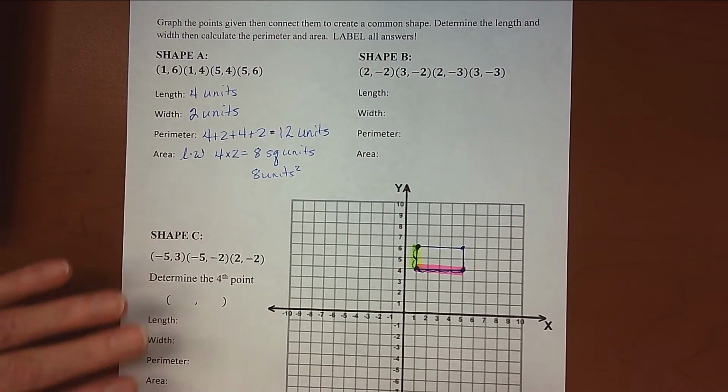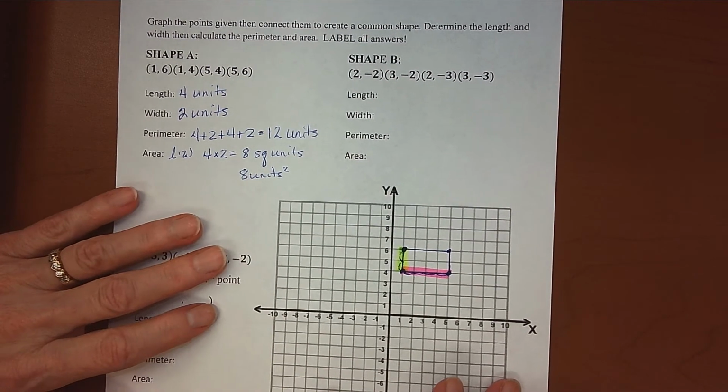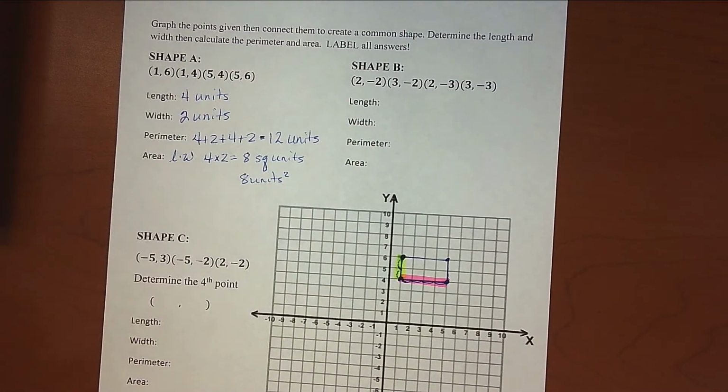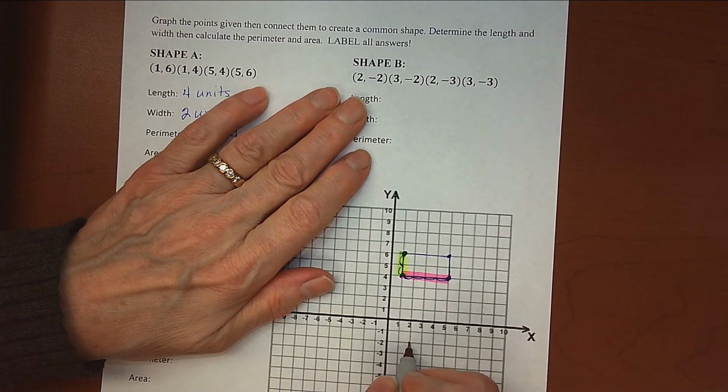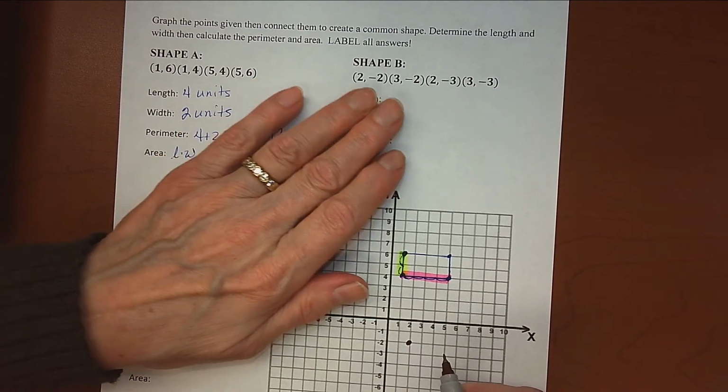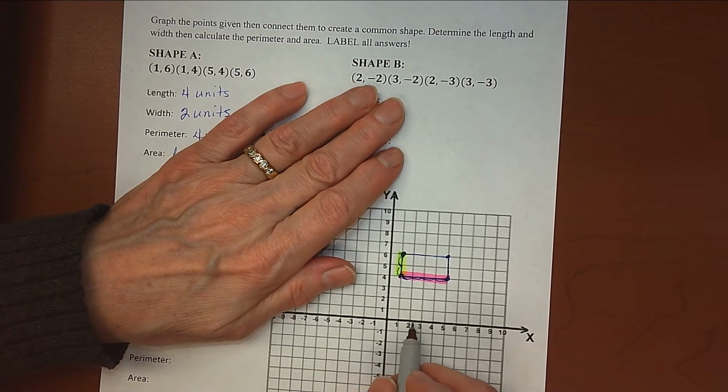Okay, let's see how you did with shape B. So this tells us that we should graph the point 2, negative 2. So that's over to the right 2 and then down 2. There's 2, negative 2. And then 3, negative 2. To the right 3 and down 2.